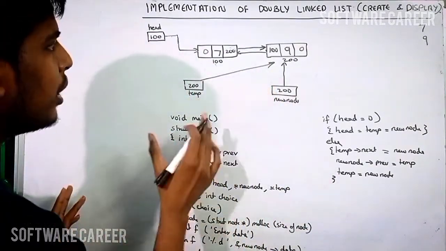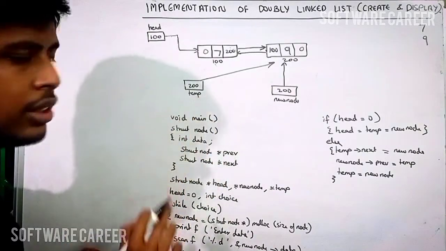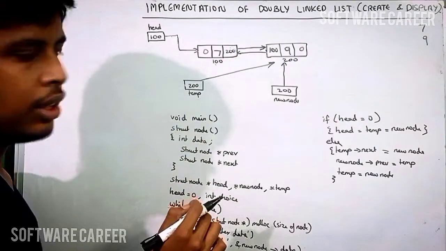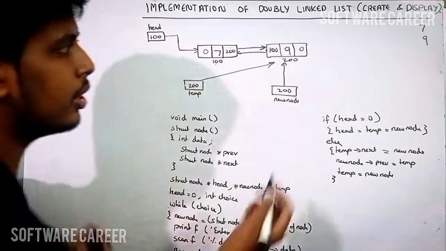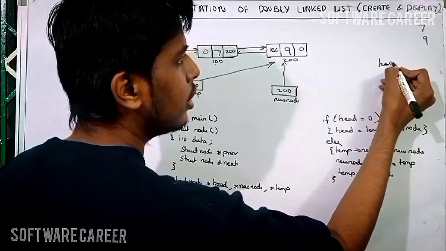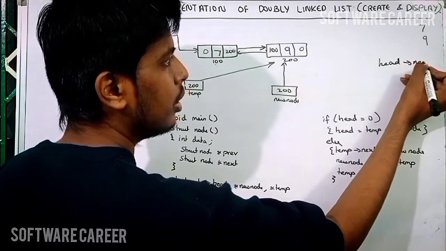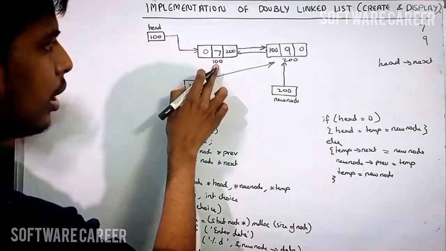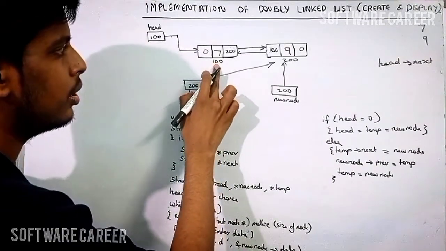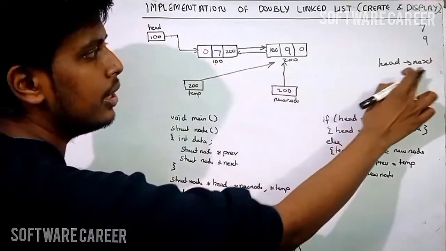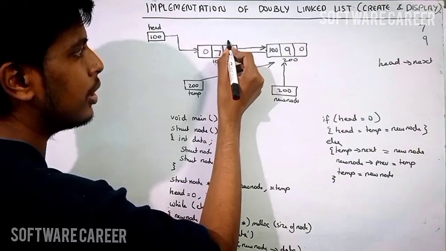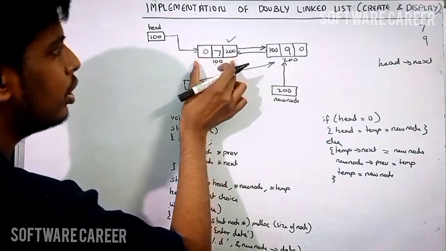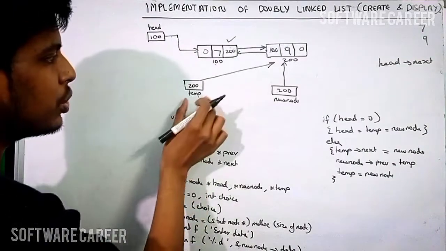Now see, you may think why I have created this temp pointer to access this pointer. I can use the head pointer, right? Suppose head next. If I write head next, head is pointing towards the 100 node, address 100. So 100 next is what? 100 next is this pointer part. You can access the next pointer of this node using head, right? Why are you using temp?